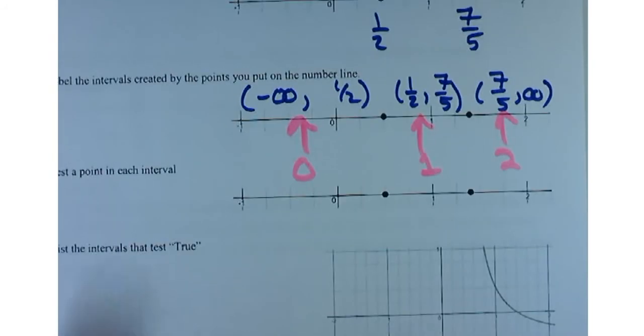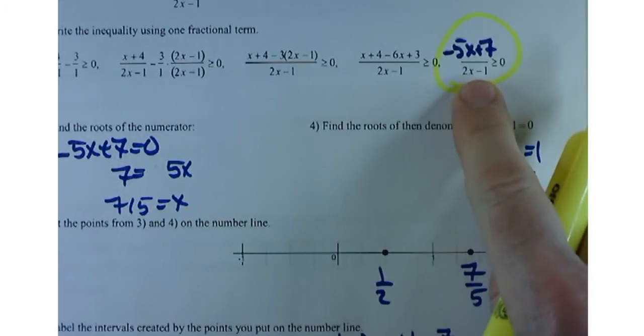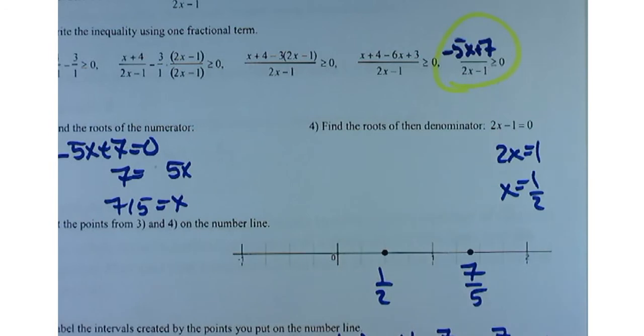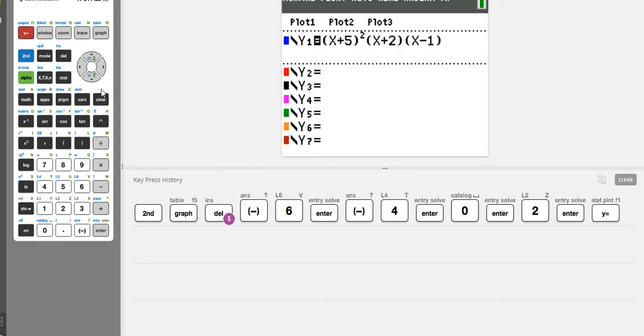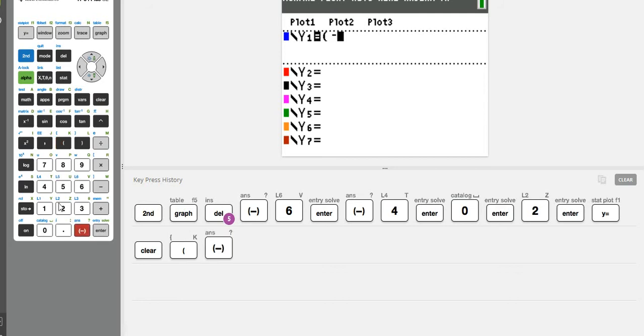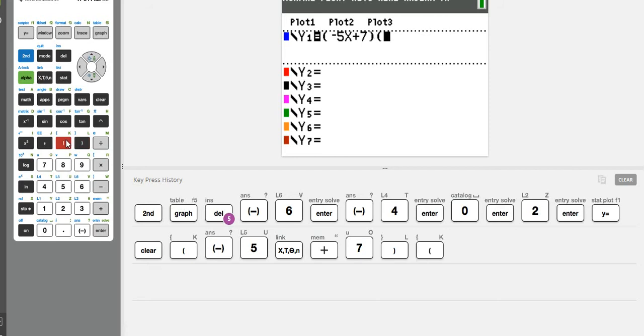So let me put that expression into my calculator, and then we'll test the points 0, 1, and 2. So go to the y equals key. I'm going to clear this out. And with parentheses around the numerator, I'm going to type in negative 5x plus 7. And I need to hit a divide by key. Divided by, and then parentheses around the denominator. So 2x minus 1.